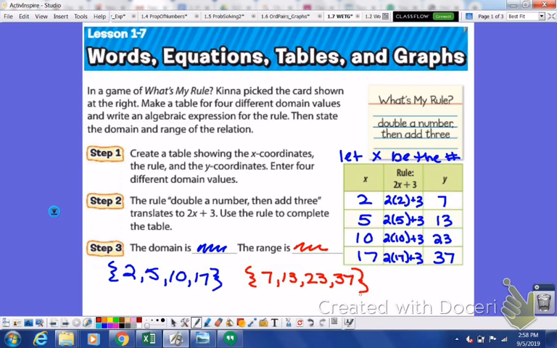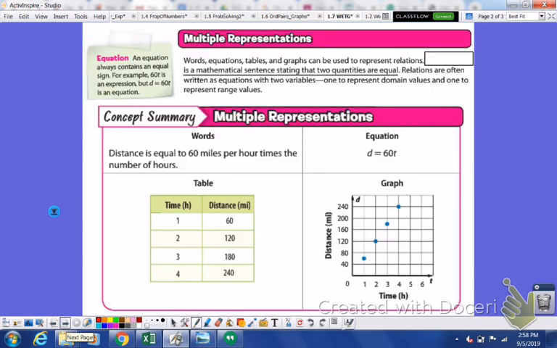So this time we had to find the rule first, but this was really a review of what we did in the last section, working with domain and range. So we want to remember that, again, we can have multiple representations. So words, equations, tables, and graphs can be used to represent relations.